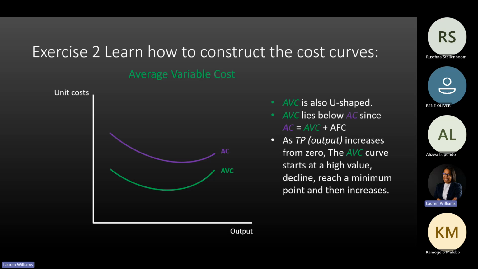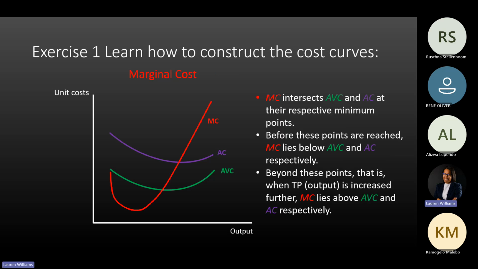And then when we look at your average variable cost, in terms of your average cost, average cost is average variable cost plus average fixed cost. So we always know that it's still U-shaped, but it will always lie below our average cost curve. Then we have our average fixed cost, which I'll skip. Where we're looking at our marginal cost as well, I always tell the students it looks like a Nike tick. So it always starts high, dips very low, and then rises.